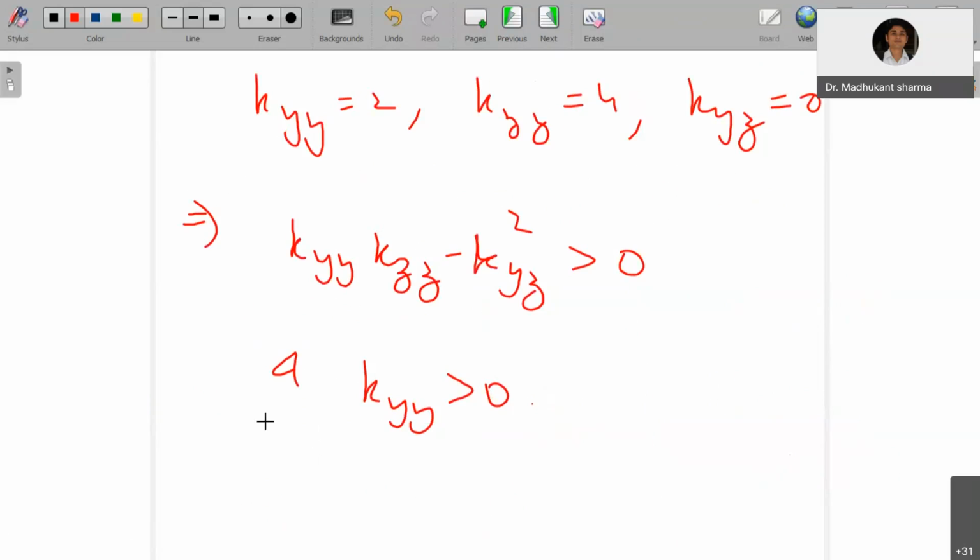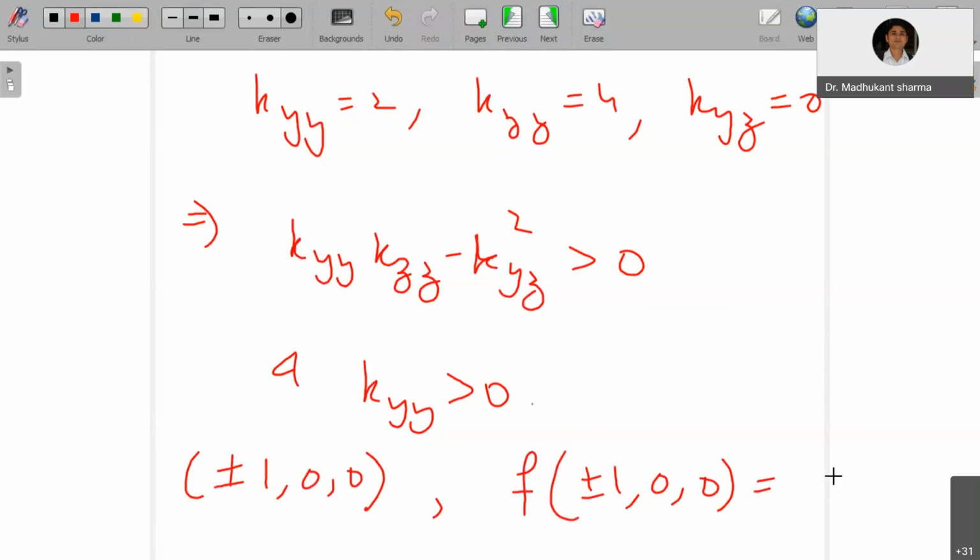Now you can obtain the minimum value at plus or minus 1 comma 0 comma 0. The minimum value of f is nothing but the unit distance, right? Anyway you look at it, the square root of 1 is also 1.